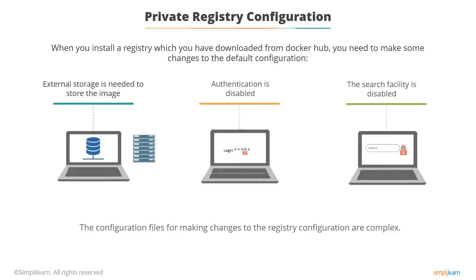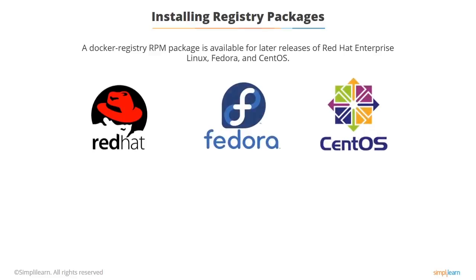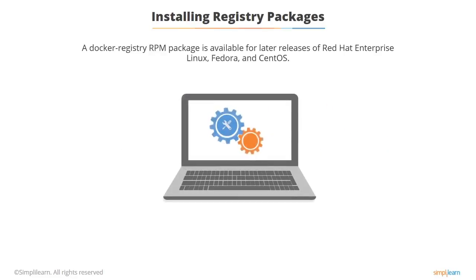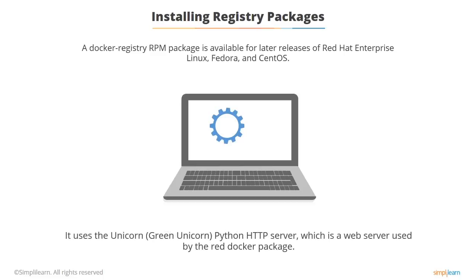There's another way of doing it. If you want to, you can use a Docker Registry RPM package. So if you've got a Red Hat flavor of Linux, like Red Hat Enterprise, Fedora, or CentOS, you can build an image from the RPM. So you could actually install it locally on the machine if you prefer, or you can build a container image from the RPM and run a container from it. And it's written in Python, and it uses Gunicorn, the so-called Green Unicorn Python HTTP server, because the repositories are basically web servers with the facility to upload, store and deliver images.